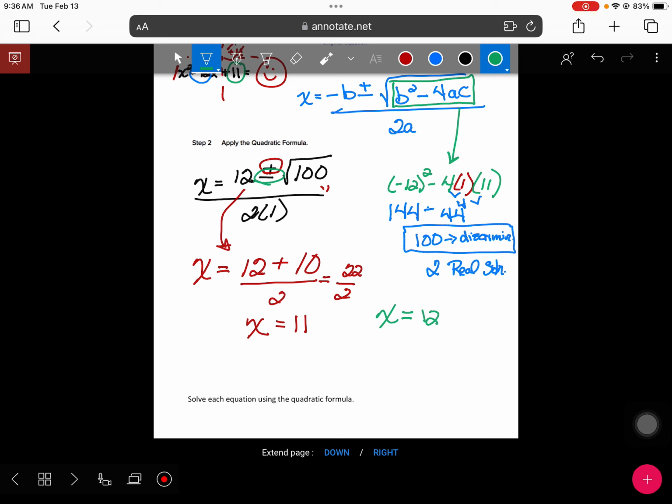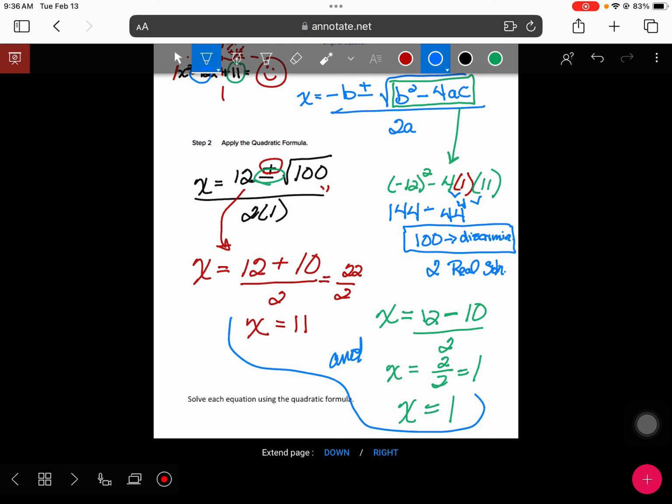Positive 12 minus, we said the square root of 100 is 10, all divided by 2. x is equal to 12 minus 10 is 2. 2 divided by 2 is 1. So x is equal to 1. So my roots, and I will tell you they're putting and. I need to clarify this because we were putting or because the book had or. But my 2 roots are x is equal to 11 and x is equal to 1.